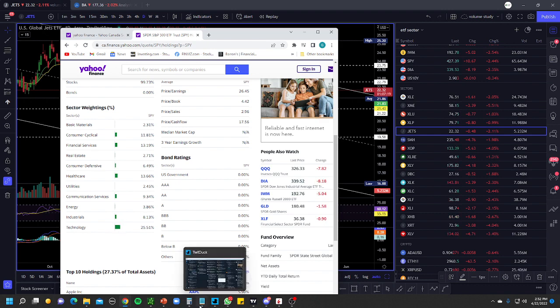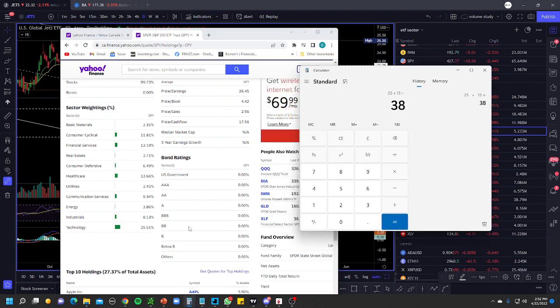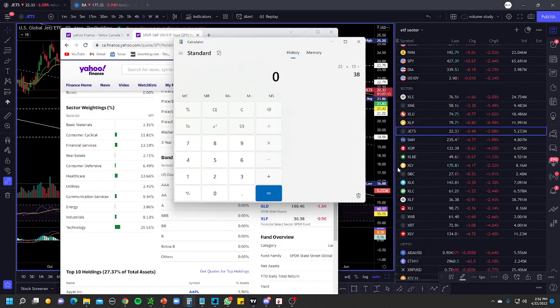So, okay, tech makes up about 25% of the S&P 500. So that's XLK. XLK is tech. Okay, that's 25%. And then healthcare makes up 13.66%, as well as, let's look at financials. XLF. XLF is down about 2% too. Financials make up 13.19, sorry. So this is 51%, just these three sectors alone.